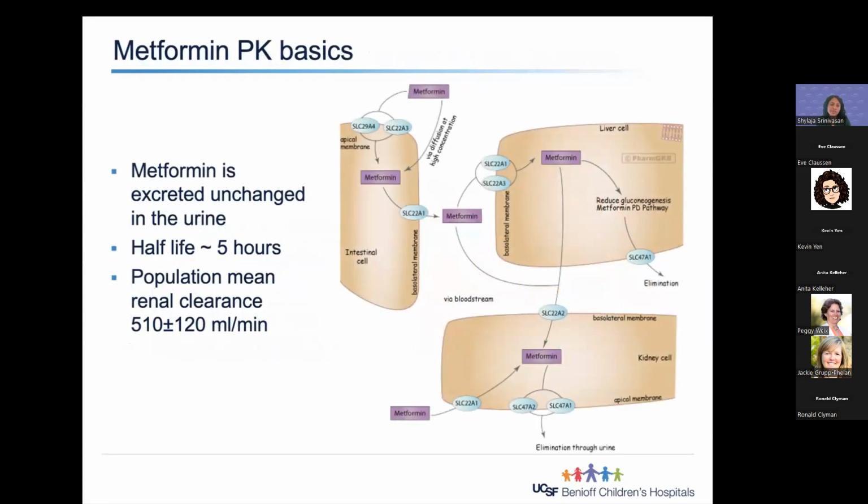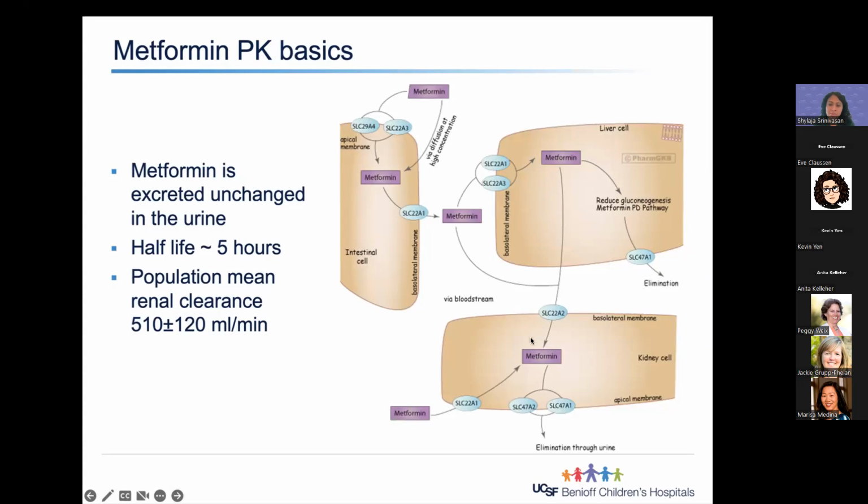So just very briefly, some basics on metformin pharmacokinetics. Metformin is excreted unchanged in the urine. It's renally cleared. It has a half-life of about 5 hours, and the population mean renal clearance in adults is about 510 mL per minute. Metformin is taken up into the intestine by metformin transporters PMAT, encoded by SLC29A4, as well as OCT3, encoded by SLC22A3. It is taken up by the liver primarily by OCT1 and OCT3.